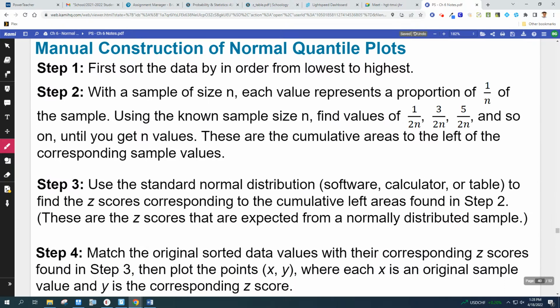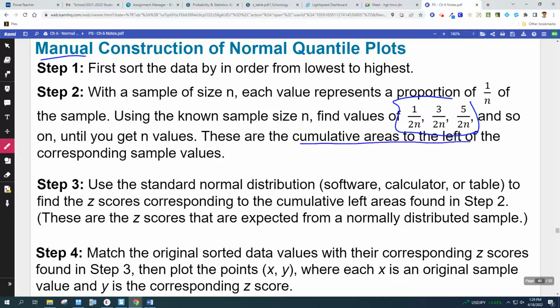Manual construction of normal quantile plots. Manual means by hand. And so here are the steps. Step 1, sort the data from lowest to highest. Step 2, I think, is the one that's the most confusing. With a sample size of n, each value represents a proportion of 1 over n of the sample. Using the known sample size n, find these values. Seems like this comes out of nowhere, but I'll show you an example here in a second. So on and so on until you get n values. These are the cumulative areas to the left of the corresponding sample values.